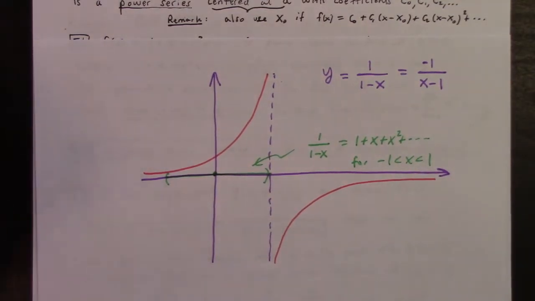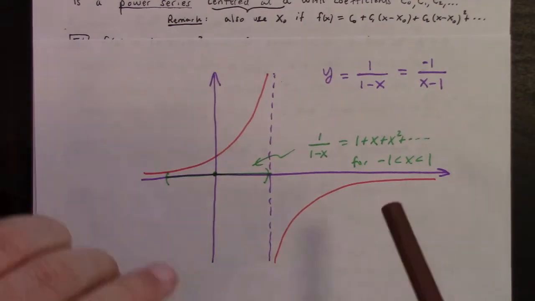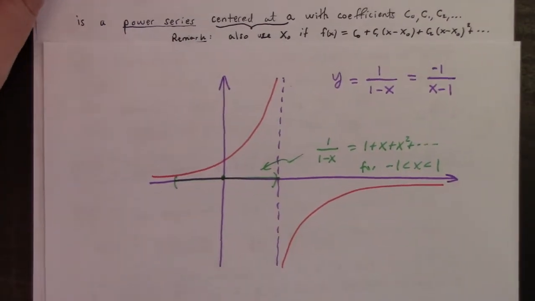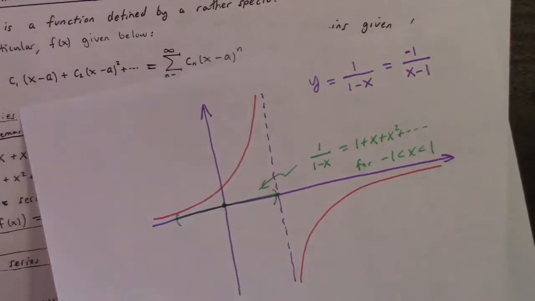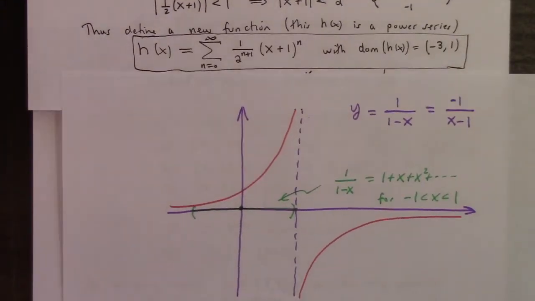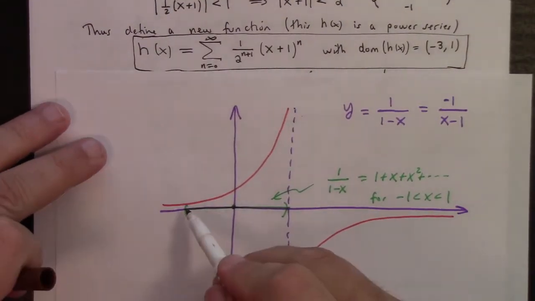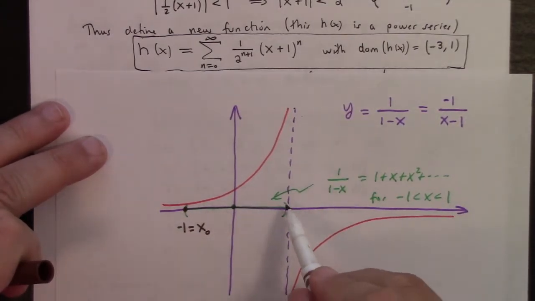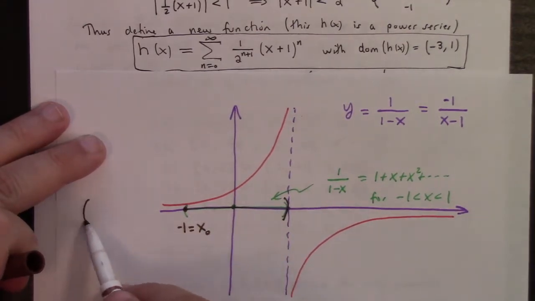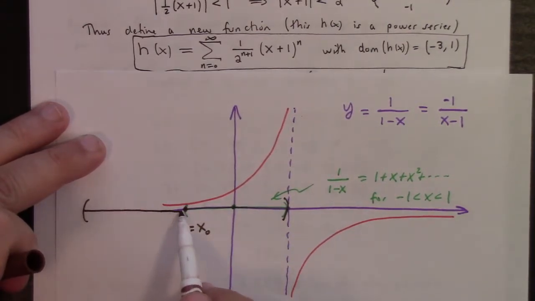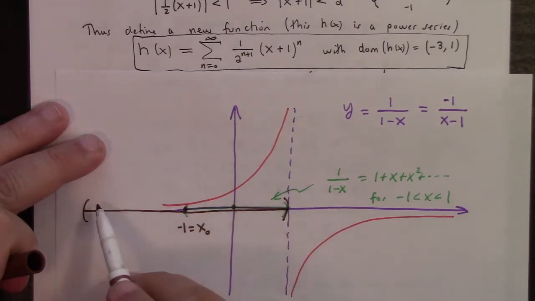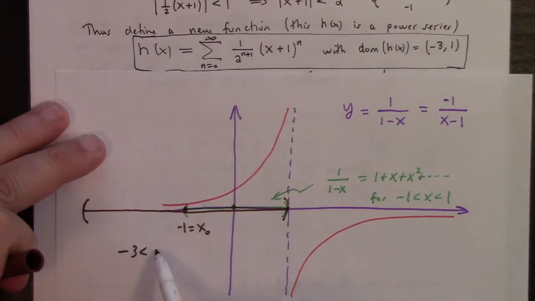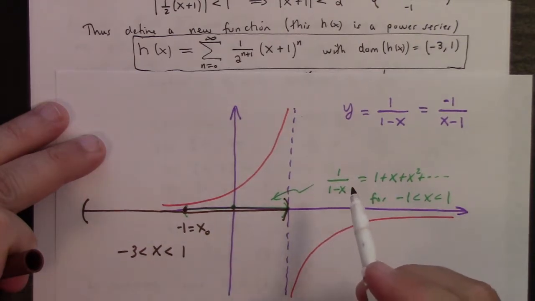On the other hand, if we expand this purple function, which I've graphed in red, if we expand it at, like I was saying down here, at minus 1, minus 1 is x naught, right? Then the domain of the representation, the power series which represents it about minus 1, goes from minus 3 less than x less than 1, right?